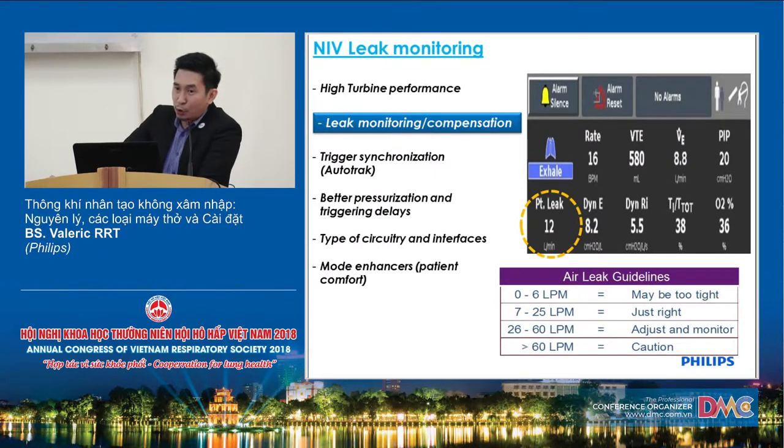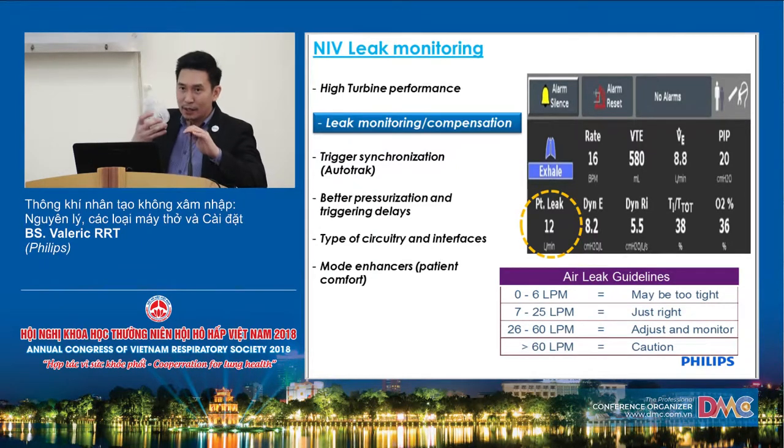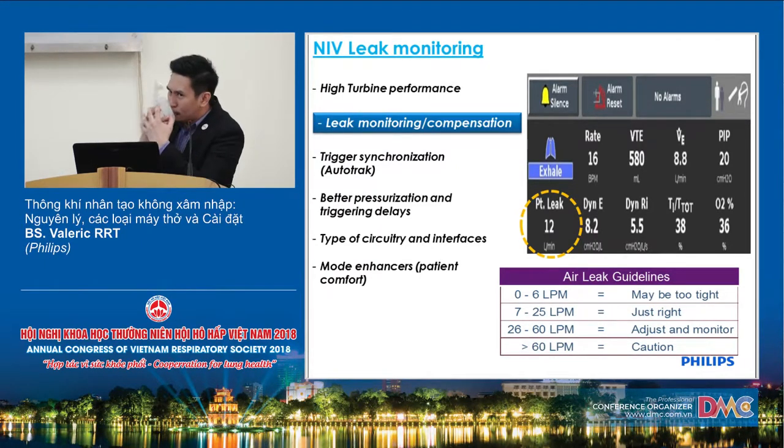Here, for you to know if you have positioned the mask rightly or not, the machine itself will tell you if the mask is too tight or loose. For example, if you're using an oral nasal mask and you put the mask on too tight, the machine will tell you to loosen the strap because you put the mask on too tight. So this one is your monitoring values for the mask leak.